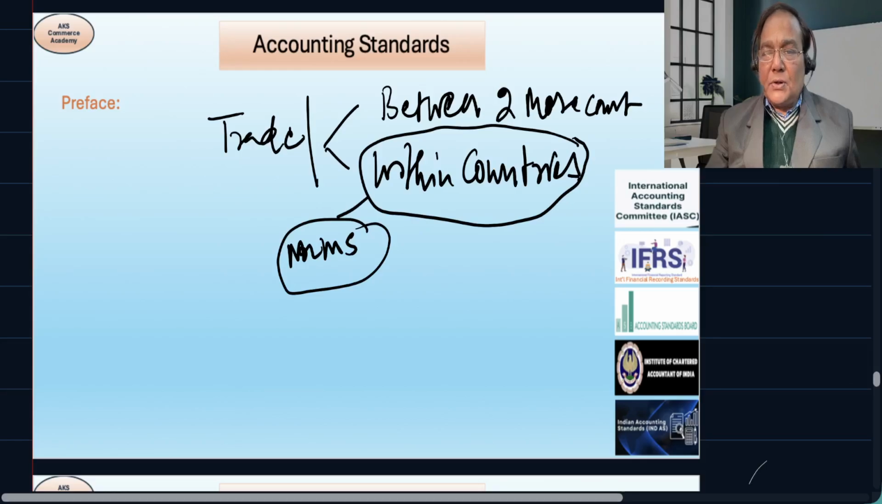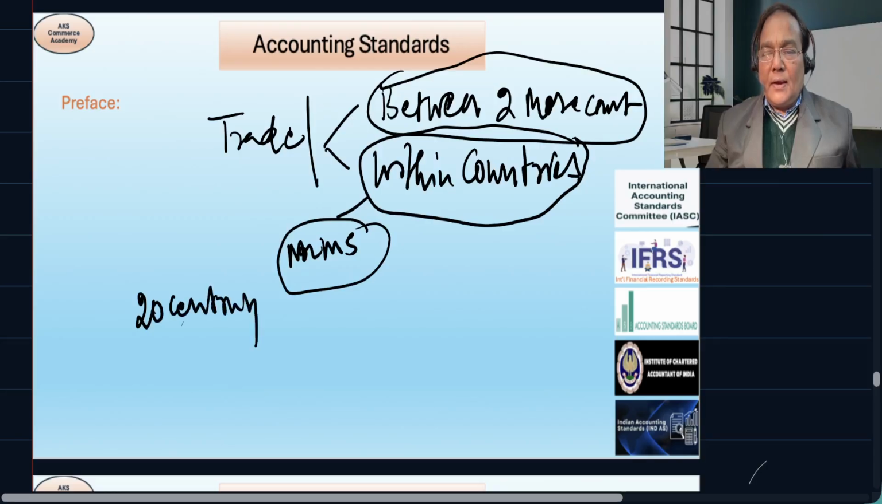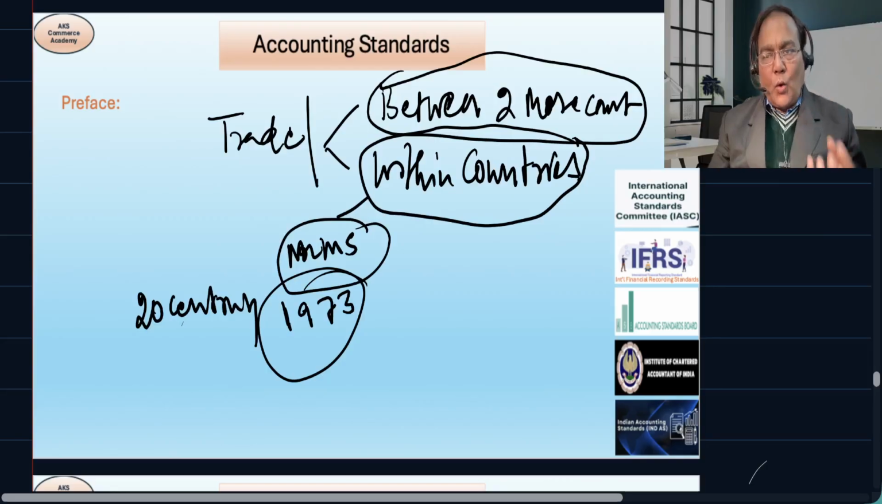When it comes to international trade, trade between two countries, which started long back, but in the 20th century, particularly in the year 1973, it was felt that a standard is required with respect to accounting of the transactions in the books of account, and it is required to be presented in a format that is understandable to all the countries, because now the trade is not limited to a particular state.